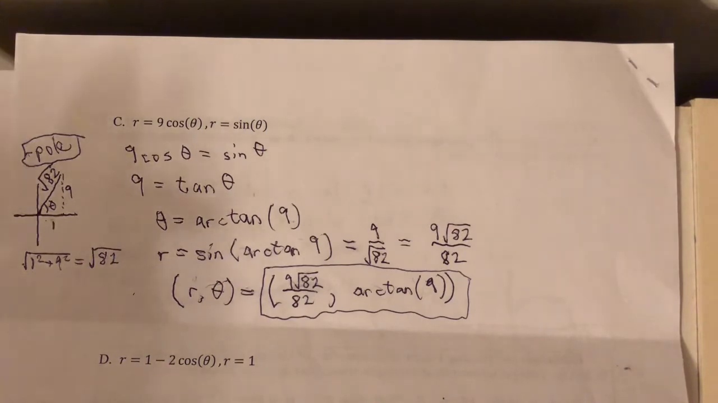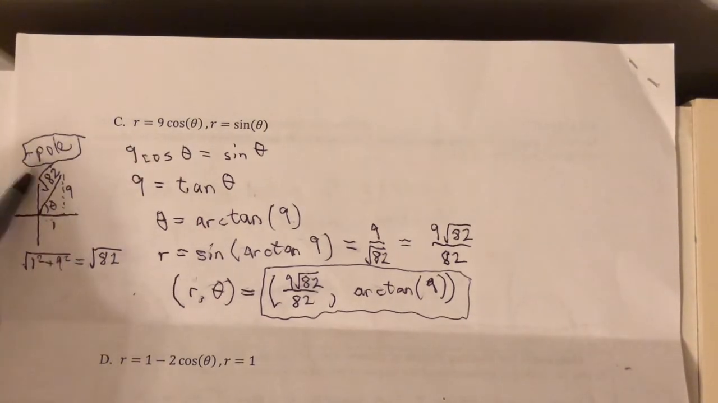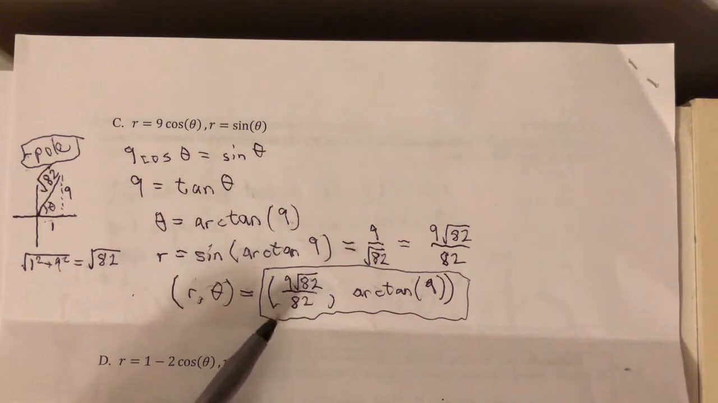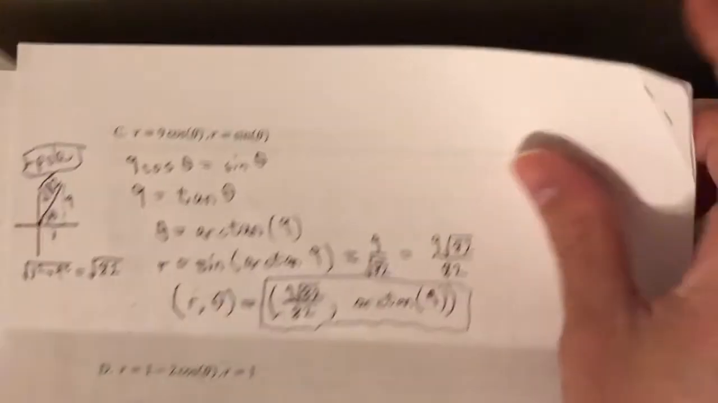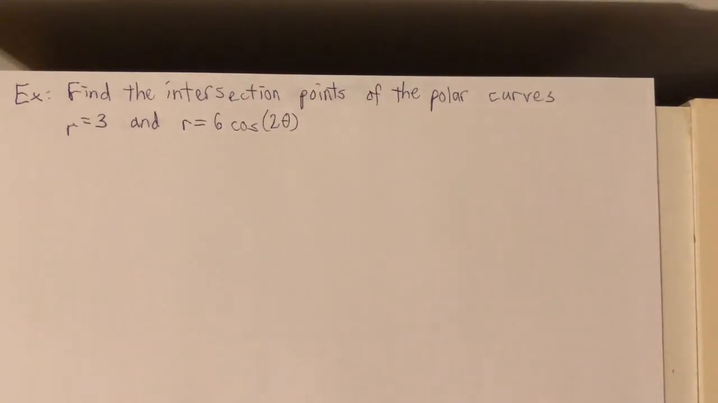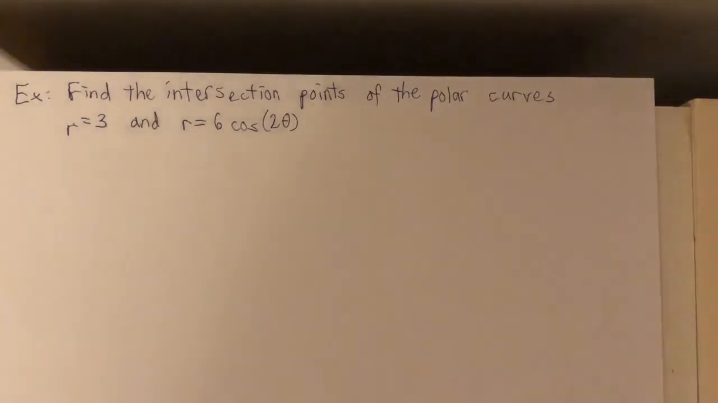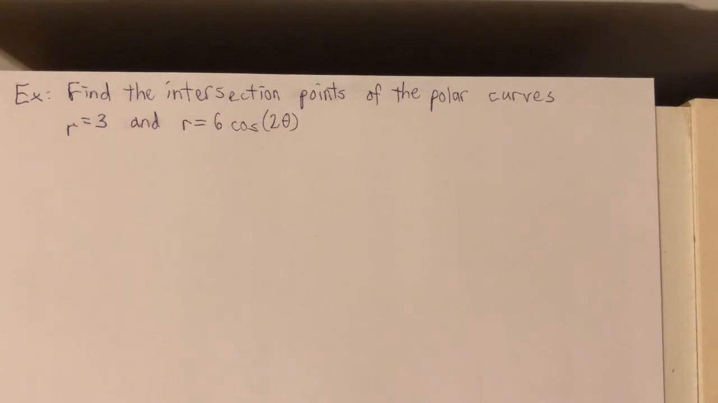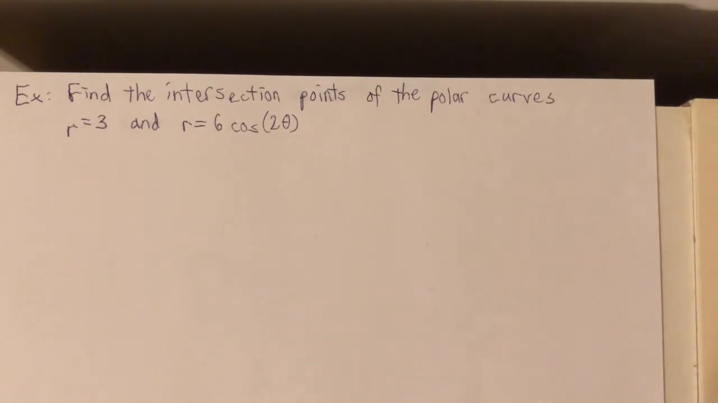So our answer here is that these 2 polar curves intersect at the pole and at the point 9 radical 82 over 82, comma, arctan of 9. So if we can do problems A and C, problems B, D, and E in this set of guided notes are pretty similar. So what I'm going to do is look at one example that's outside the guided notes, and we're going to find the intersection points of the polar curves r equals 3 and r equals 6 cosine of 2 theta. So let's take a look at the graph of these 2 equations.